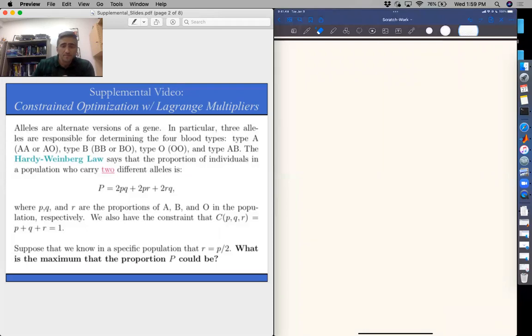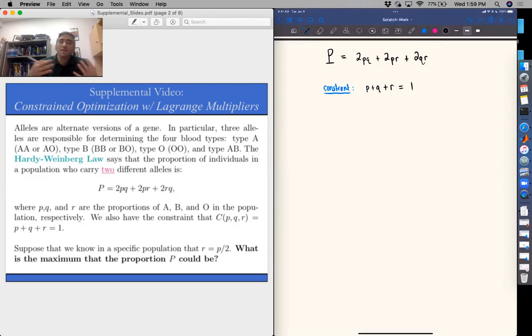2 alleles. So what we care about in this case is that this proportion, capital P, is equal to the following sum of terms: 2 times little pq plus 2 times little pr plus 2 times little qr, where little p, little q, and little r are the proportions of the 3 different alleles, respectively, in the population. Now, the constraint on this problem is, since we're dealing with proportions of populations, little p plus little q plus little r should equal 1. So that is our constraint in this problem.